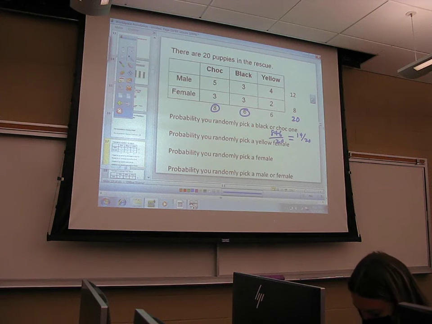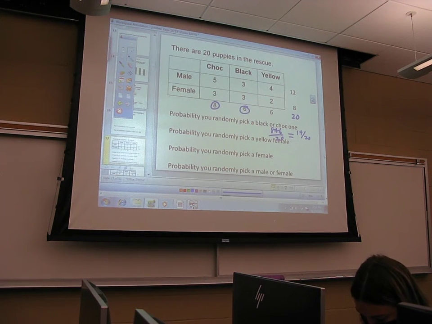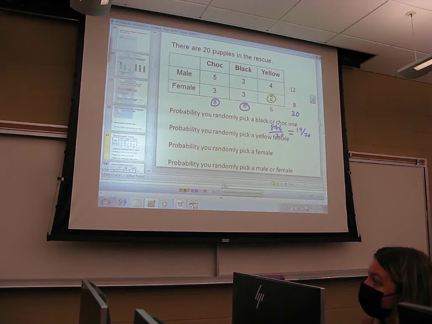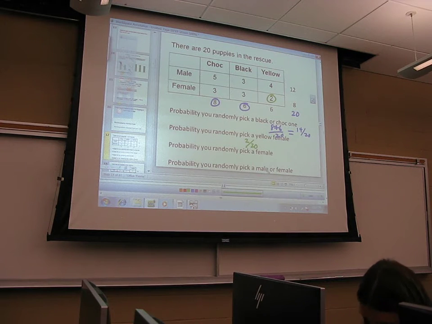Good? What's the probability of randomly picking a yellow female? So a female puppy that's a yellow lab. So here are my yellow labs. 2 of them are female. So 2 puppies are yellow females out of how many puppies? 20. Out of 20. Everyone good with that?